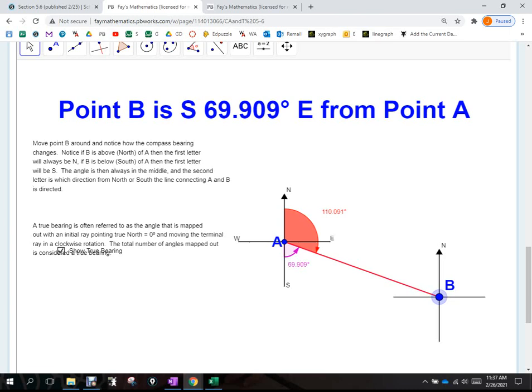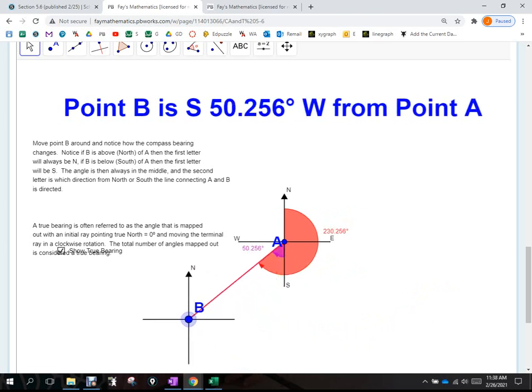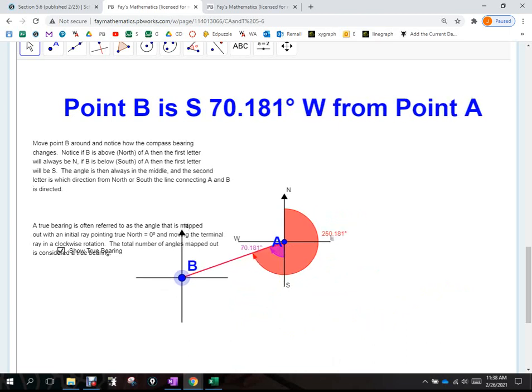Sine, cosine, tangent, all that stuff is still consistent. It's just how we position our initial ray, essentially, per the terminology that we use. So that's what we're talking about there. The one that we said, I think, was 70 degrees this direction. So I said south 70 degrees west. You see that does end up being a 250-degree bearing. Does that make sense?